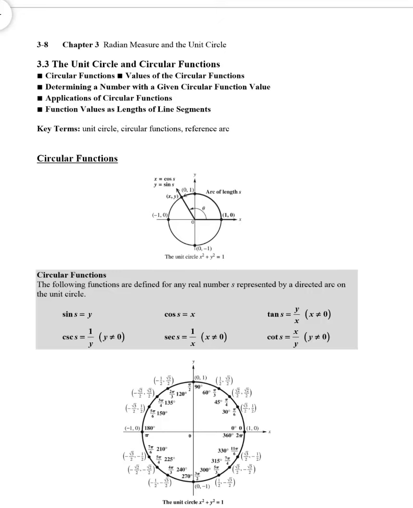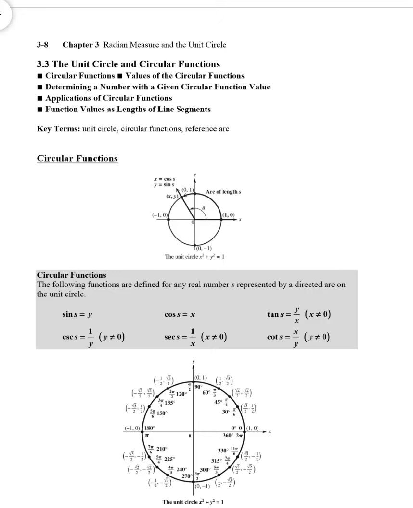This is section 3.3 on the unit circle and circular functions. We've learned so far how to find trig functions of angles, and the angles could be either in degrees or in radians. Now we're going to take trig functions of real numbers.